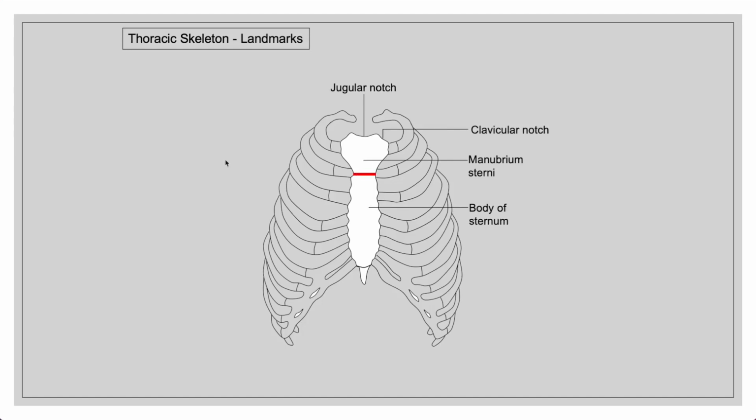And what is this red line? Guys, this red line is really important. This red line is the junction between the manubrium and the body of the sternum, and it's a very important reference point, and it's really helpful. So what do we call it? We call it the sternal angle of Lewis. Angle of Lewis.